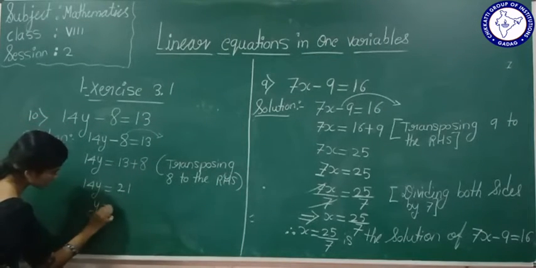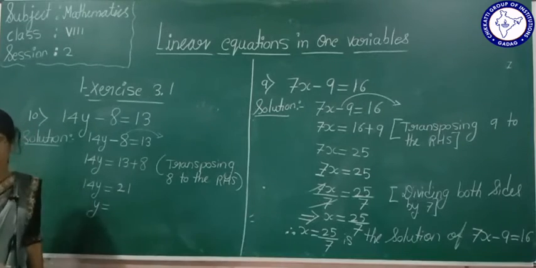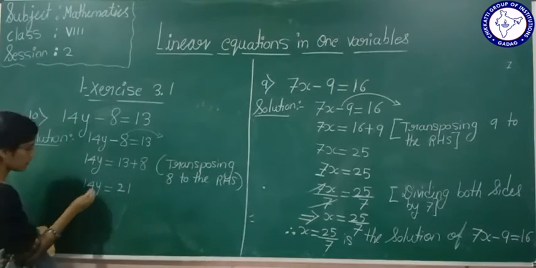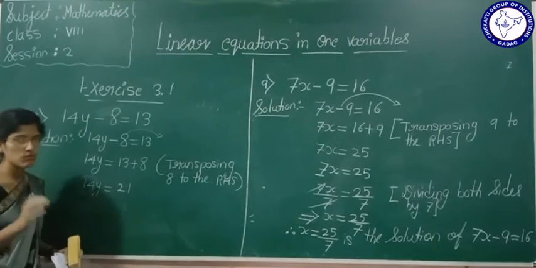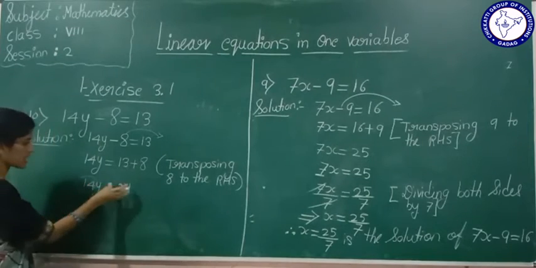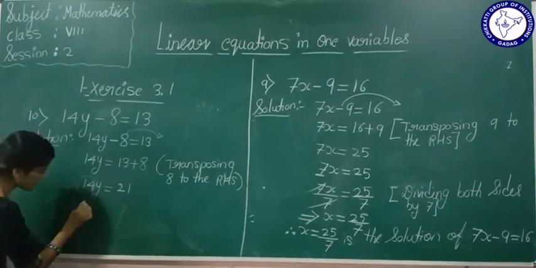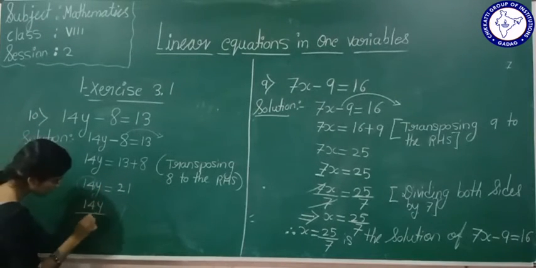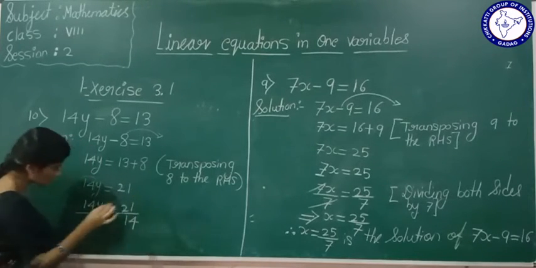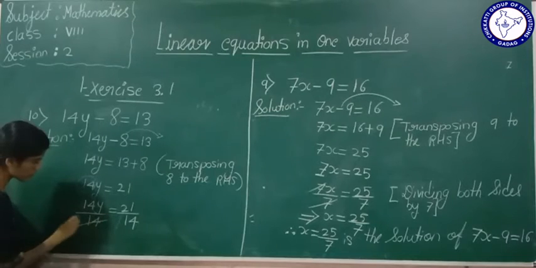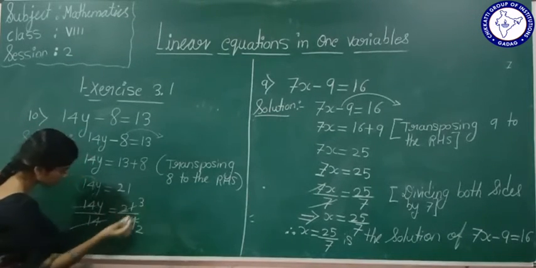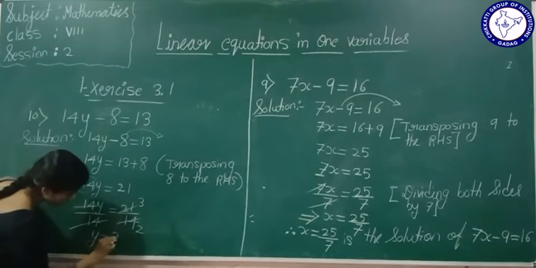y is equal to, now see students, now we want to vanish this 14. We don't want this 14. What to do? We will divide both sides by 14. Okay, so dividing both sides by 14. What will we get? 14 is going to get cancelled. 7 2s are 14, 7 3s are 21. y is equal to 3.